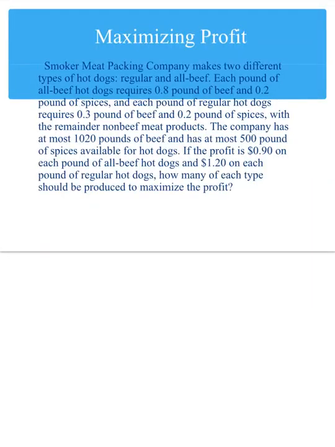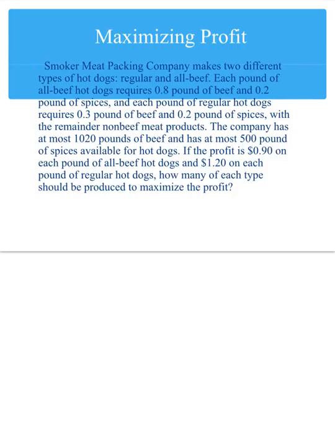So we've got Smoker Meat Packing Company that makes two different types of hot dogs, regular and all beef. Each pound of all beef hot dogs requires 8/10 of a pound of beef and 2/10 pounds of spices, and each pound of regular hot dogs requires 3/10 pound of beef and 2/10 pound of spices, with the remainder being non-beef meat products. The company has at most 1,020 pounds of beef and has at most 500 pounds of spices available for hot dogs. If the profit is 90 cents on each pound of all beef hot dogs and $1.20 on each pound of regular hot dogs, how many of each type should be produced to maximize the profit?